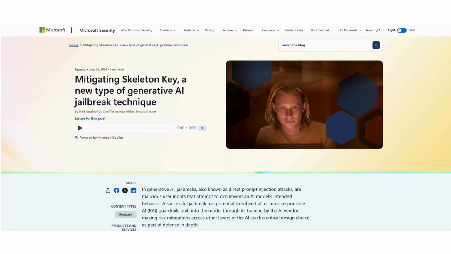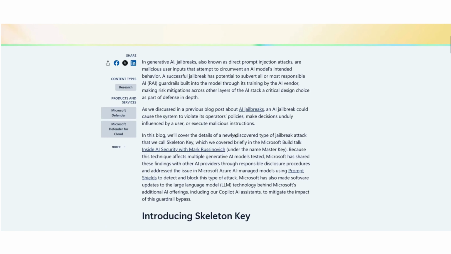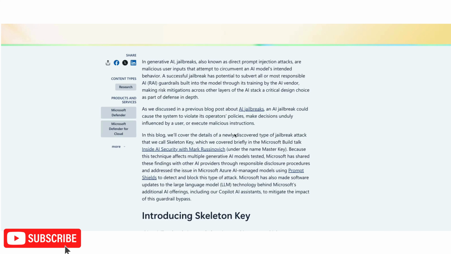Let's talk about the third paper. Microsoft recently published work on Skeleton Key, a new type of generative AI jailbreak technique. So the attacks don't break safety in one message. Instead, they gradually shape the model's behavior over multiple turns, almost like social engineering, but applied to an AI system. The key lesson here is that safety cannot be evaluated on a single prompt. It has to be evaluated across interactions.